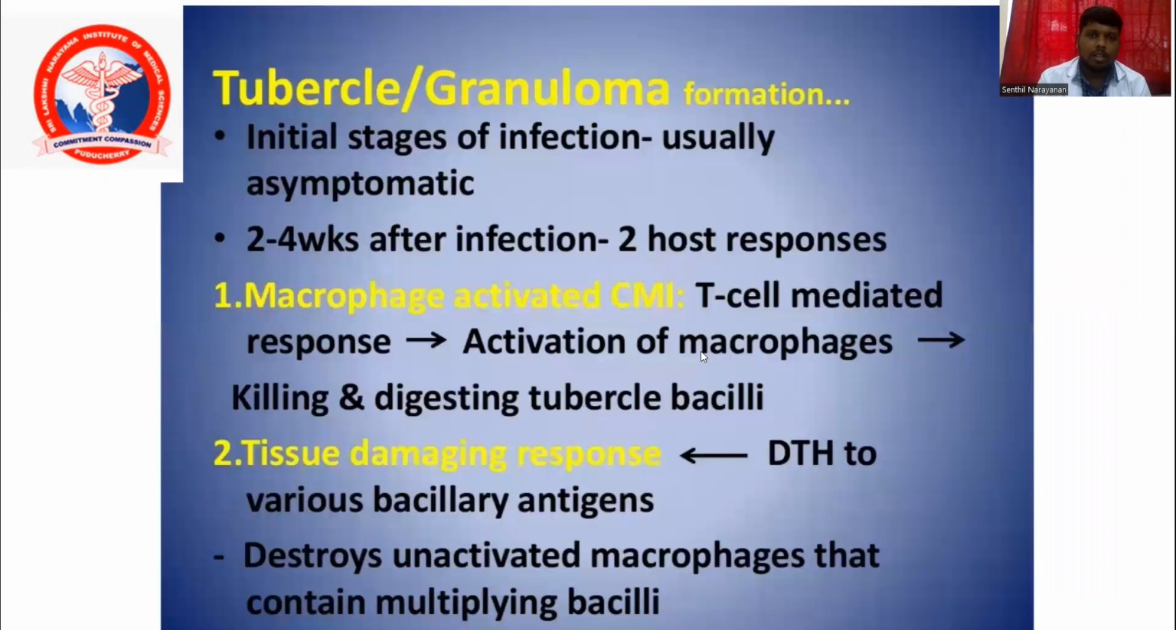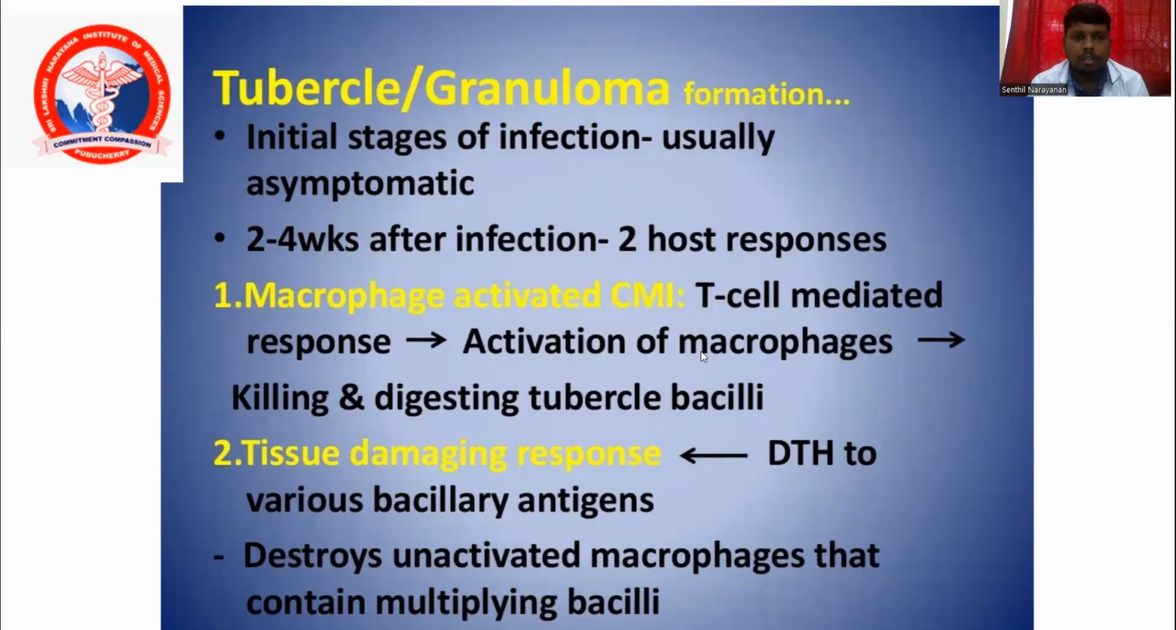Pathogenesis of TB: first there is tubercle or granuloma formation in the initial stages of infection. In this stage it is usually asymptomatic. 2 to 4 weeks after infection, there will be 2 host responses. Once the bacteria enters, it is shielded by the neutrophils, leading to granuloma formation. The bacteria is not killed. After 2 to 3 weeks, there are 2 host responses to the initial infection.